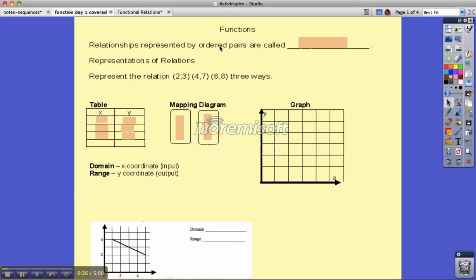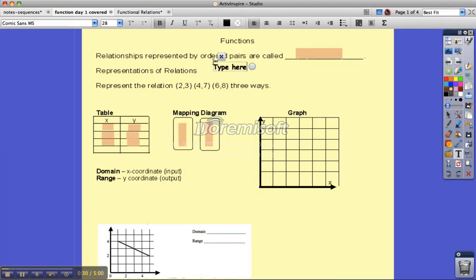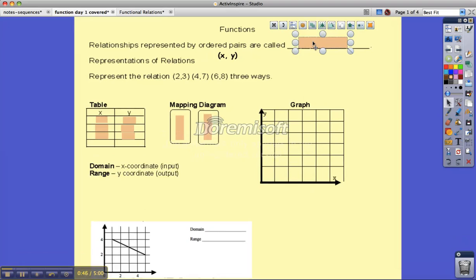So relationships represented by ordered pairs. First things first, do we remember what an ordered pair is? So an ordered pair, remember, is just an x, comma, y value that you use to graph something or you use within a table to determine an equation. So relationships represented by ordered pairs are just called the relations.